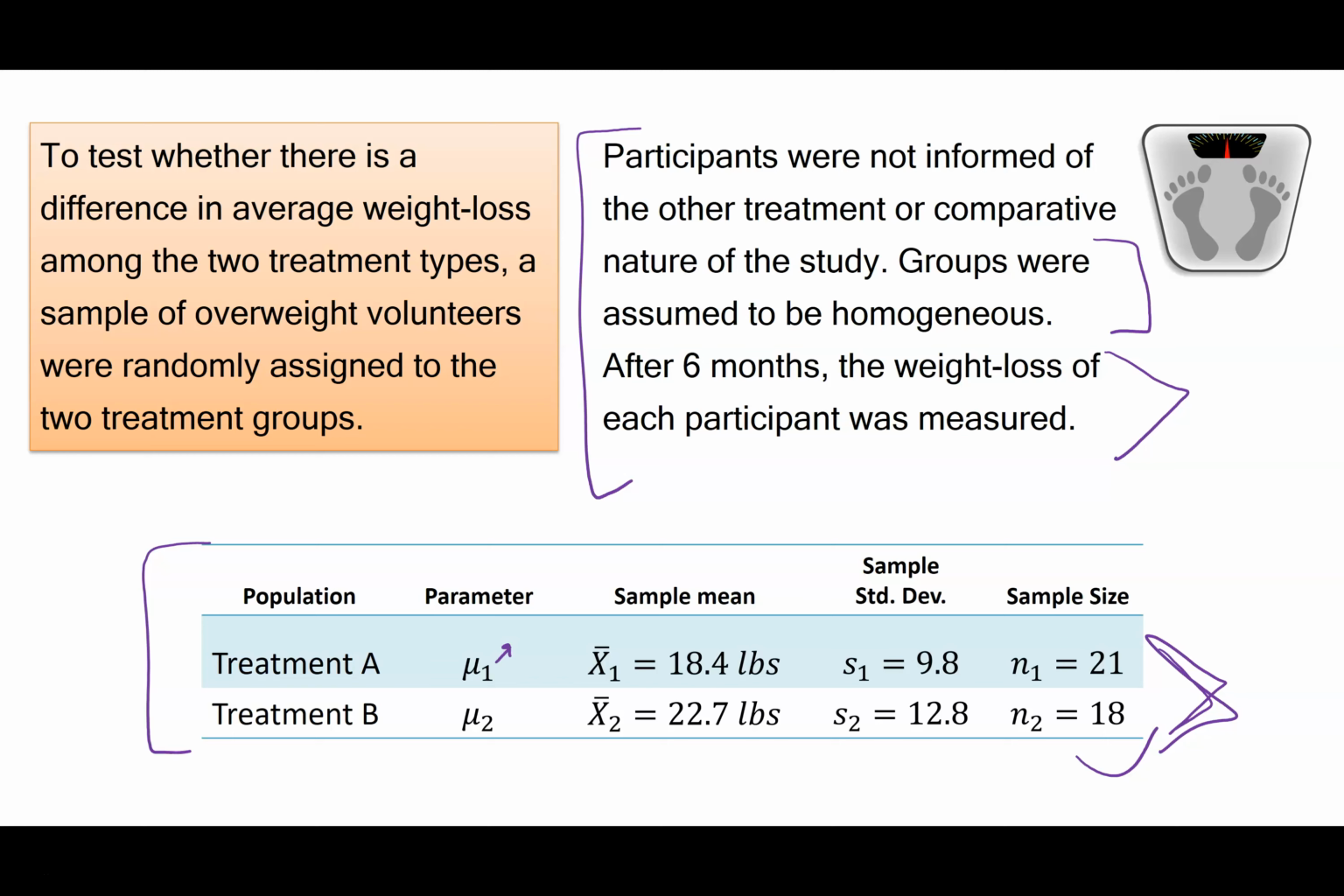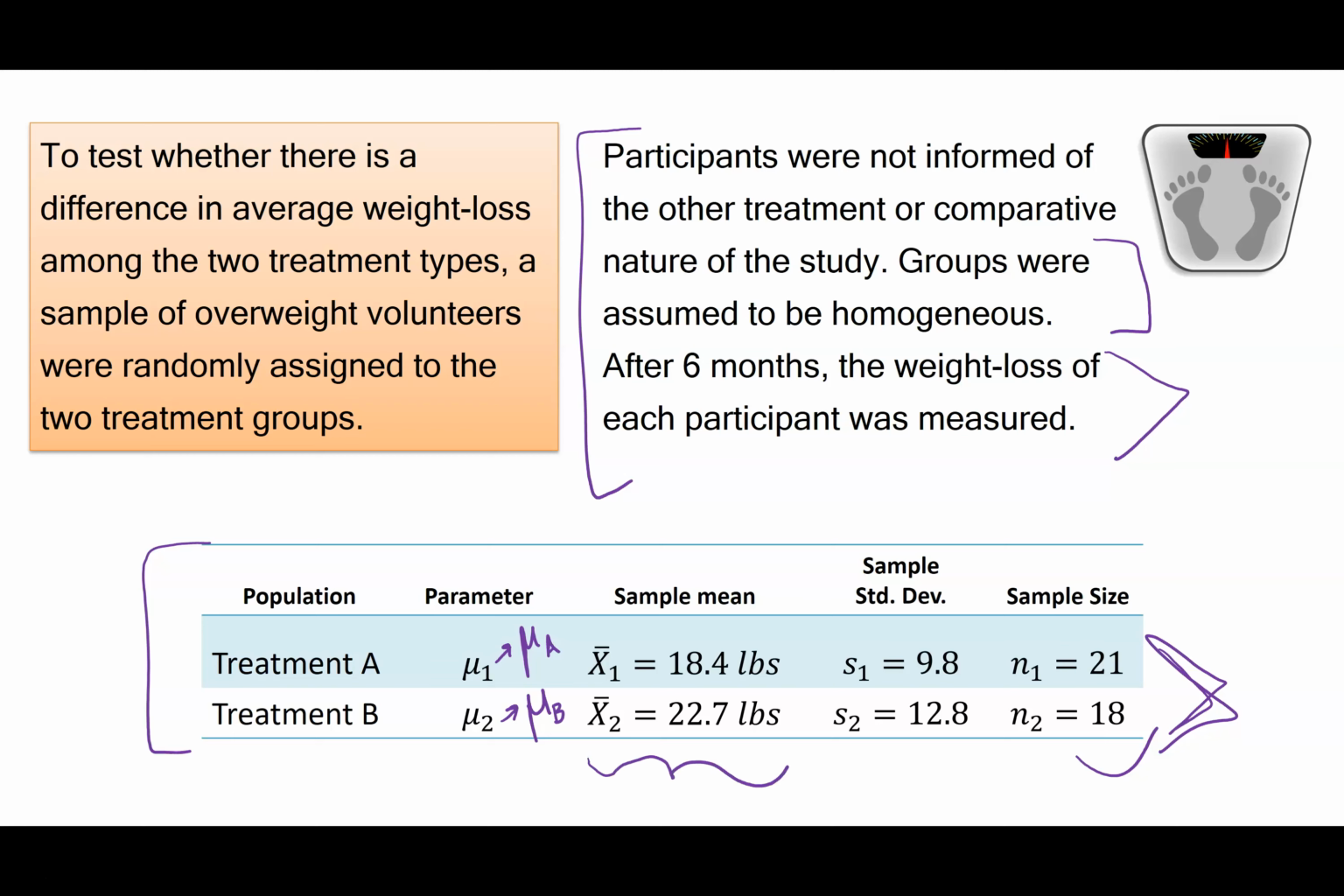And so population, they have treatment A and treatment B. You could also reasonably say, oh, well, mu A or mu B. It's totally fine to use mu1 and mu2. Just make sure 1 and 2 are labeled somewhere, that 1 is associated with treatment A and 2 is associated with treatment B.